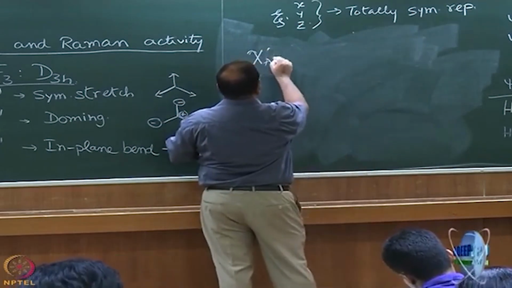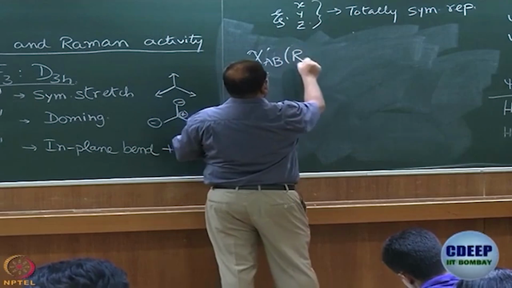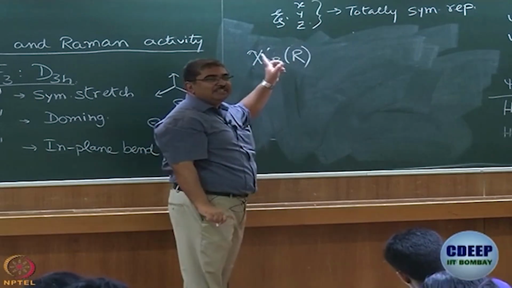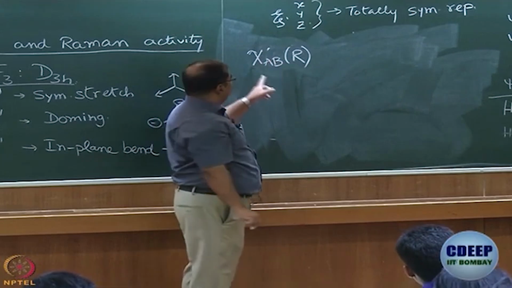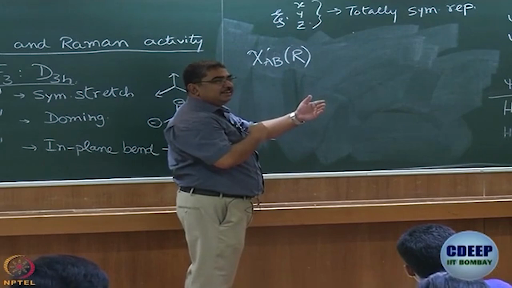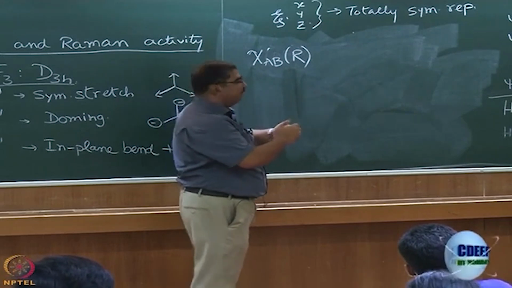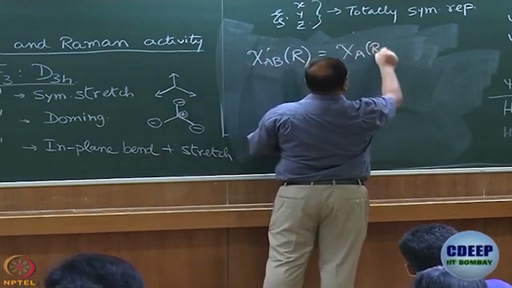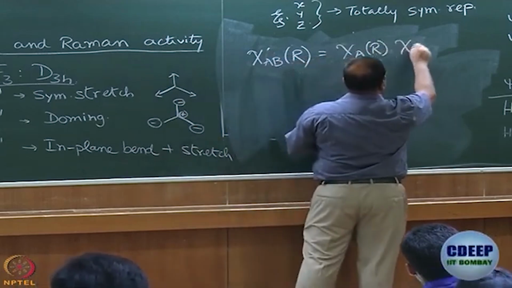Chi AB of R. This is the convention we have been using, isn't it? Inside brackets, we always wrote the symmetry operation, right? So, chi AB of R, that is the character of the function which is the direct product of A and B, that is equal to chi A R multiplied by chi B R.